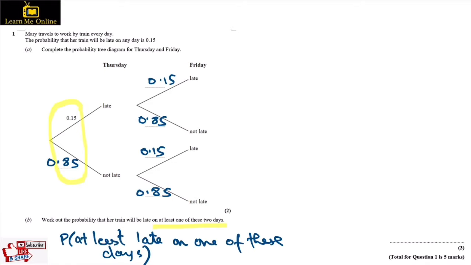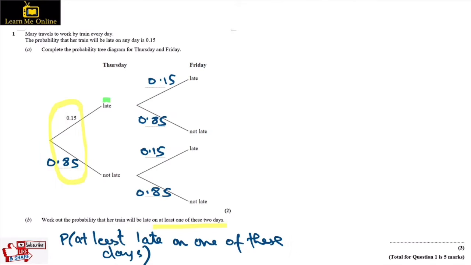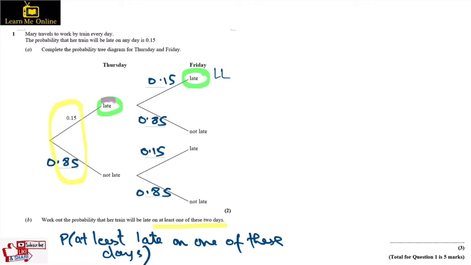Let's have a go at how we're going to read this probability tree. This represents late and late, so I'm going to write it down over here. The other one we have is late and not late, so I'm taking L dash for not late. To read the other one, it's going to be not late and late, so not late is L dash and late is this. The last one is not late and not late.